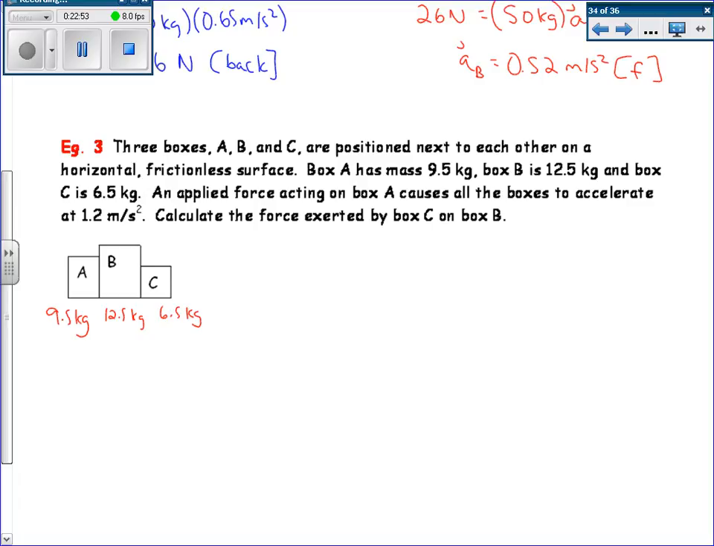It's the same thing if you've got a car pulling a trailer, they have to have the same speed, same acceleration. So the acceleration of the system is the acceleration of everything. So everything is accelerating at that. So acceleration of A is 1.2 meters per second squared, acceleration of B is 1.2 meters per second squared, and acceleration of C is 1.2 meters per second squared. So all the accelerations are the same.